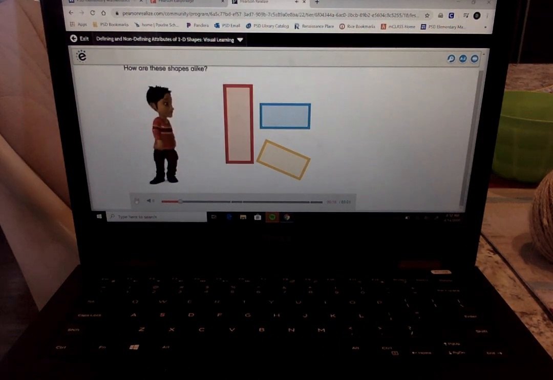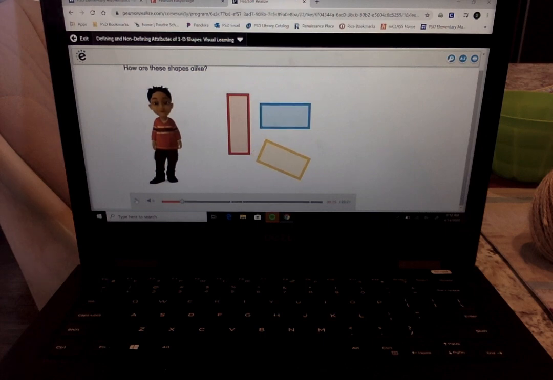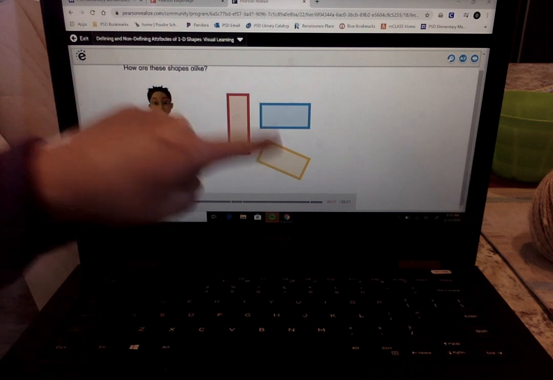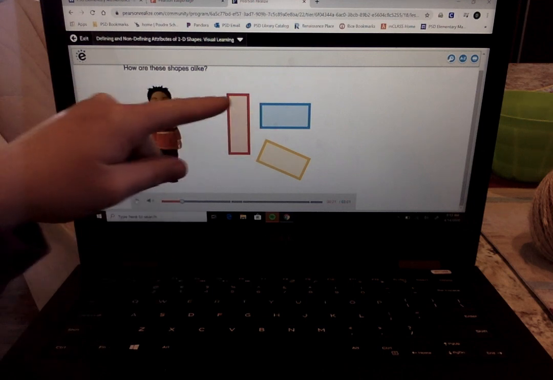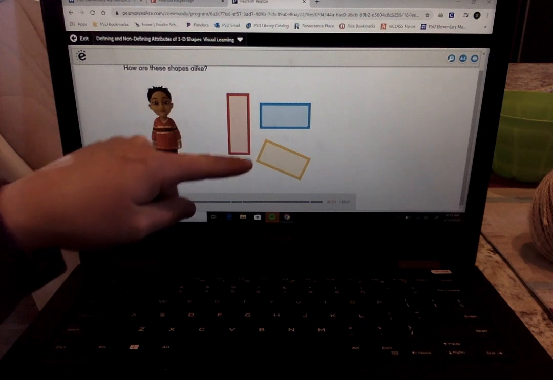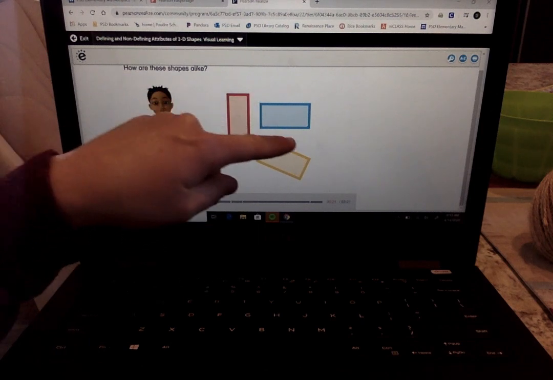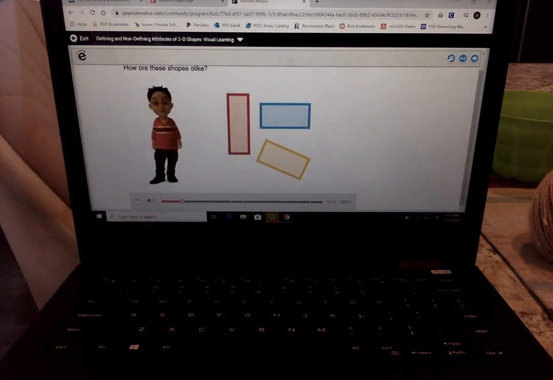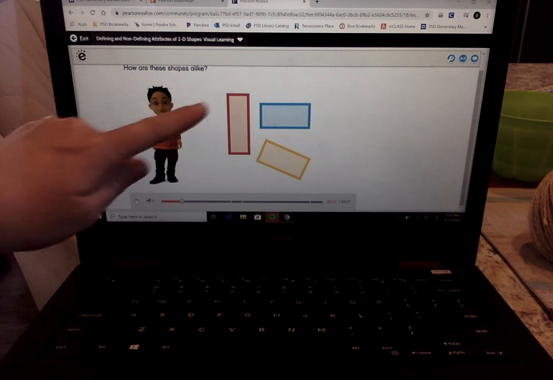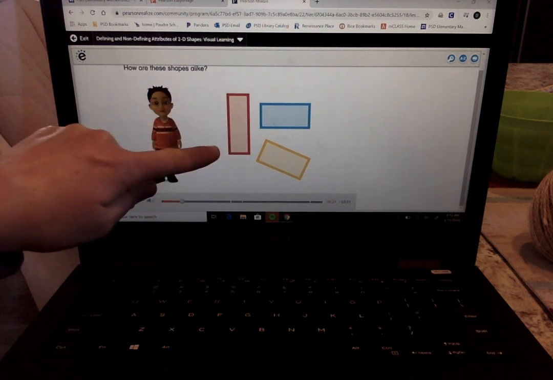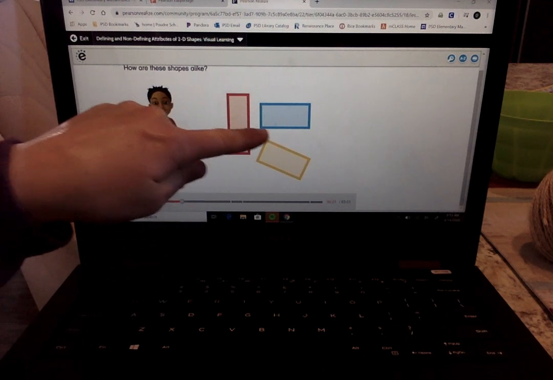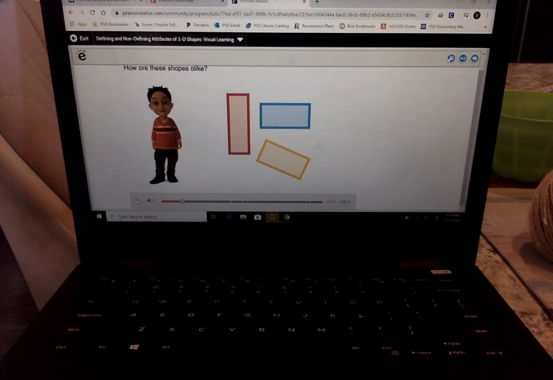How are these shapes alike? So, they asked you a question. How are those shapes alike? Let's look. How many sides do all 3 of these shapes have? 1, 2, 3, 4. They all have 4 straight sides. How many vertices do they have? 1, 2, 3, 4. They all have 4 vertices.